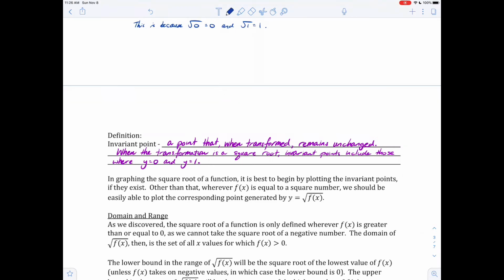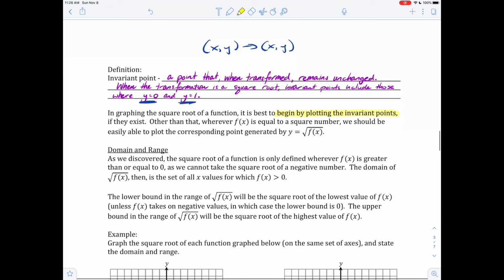Essentially, this is any point where x, y gets mapped to the same x, y point. So those values remain completely unchanged. And for the square root of a function, as was mentioned above, that happens where y equals 0 and y equals 1. So if you're going to graph the square root of a function, you probably want to start by plotting those invariant points, assuming they exist. If you have parts where y equals 0 or y equals 1, just put a dot right on that spot. And then after that, if you have square numbers for y values, you should be able to plot the square roots of that.